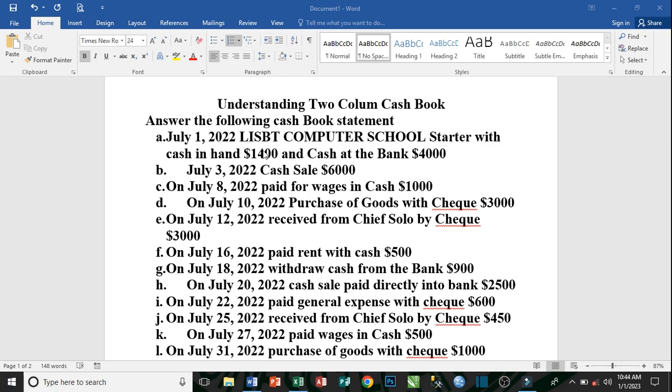Okay, this is accounting. This is financial accounting. This particular question is from financial accounting. For those doing accounting as business students, it's very important for you. Answer the following cash flow statement.